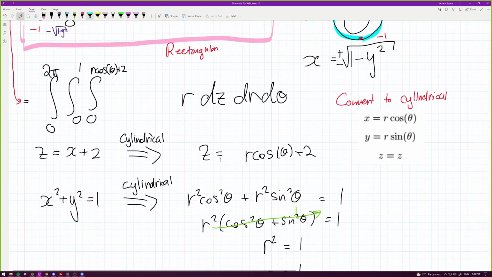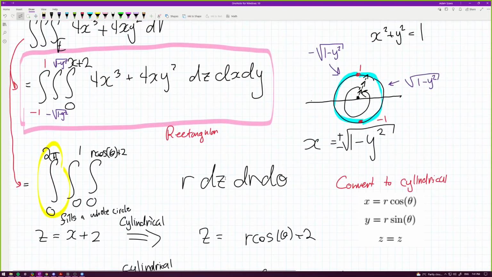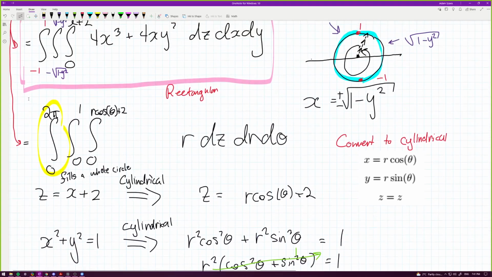And so this last point is just because the cylinder is a circle, right? Fills a whole circle. And then we get that like that. So yeah, there's that. Okay. Then I've dealt with the bounds.